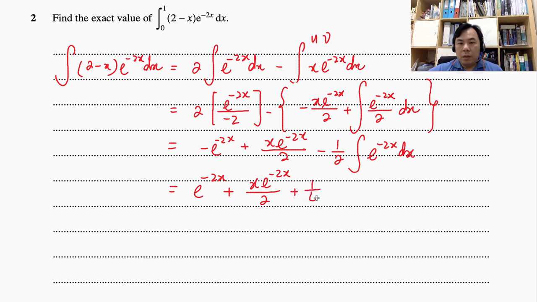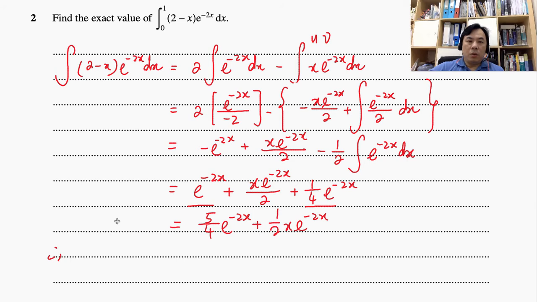It will become 1 over 4 exponential negative 2x. Okay, and then of course you notice that this term and this term are like terms, so therefore you can actually join them together. Then that will be 5 over 4 e negative 2x plus half x e negative 2x.